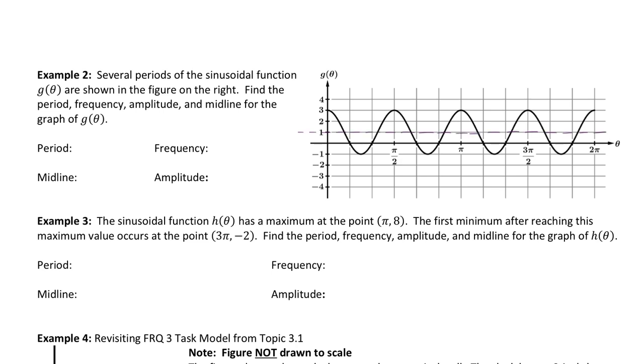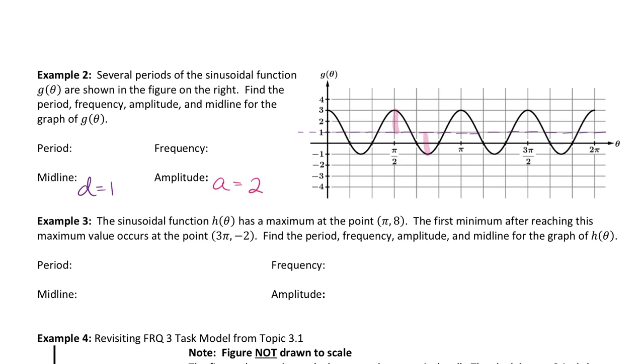So I drew in my midline, my displacement, if you will. It's 1. So we answer D equal to 1. What was the amplitude? 2, because no matter where I look, the distance from the midline to the highest point or the lowest point would be 2. Now, the period is different this time.